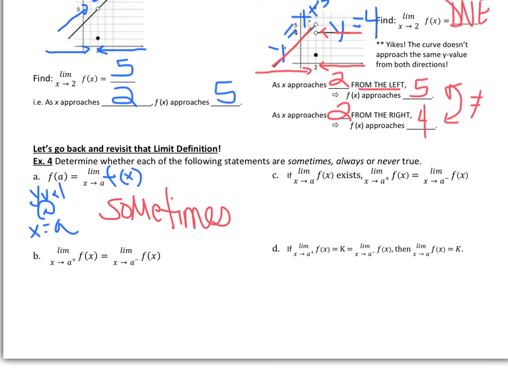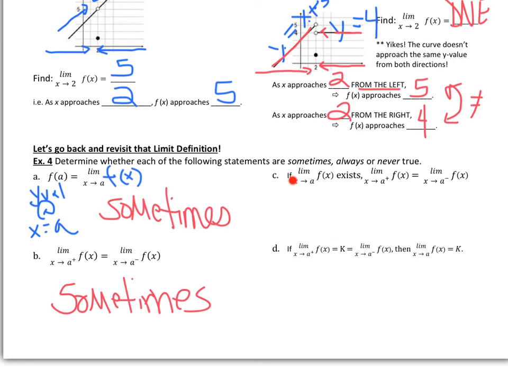Let's look at part B. The limit as x approaches a from the positive is equal to the limit as x approaches a from the negative. So the limit from the right is equal to the limit from the left. Is that always, sometimes, or never true? You can tell from example 3, there's one where it is not true, where the left limit does not equal the right limit. And so this is sometimes true, because sometimes we have them equal to each other and sometimes we don't.